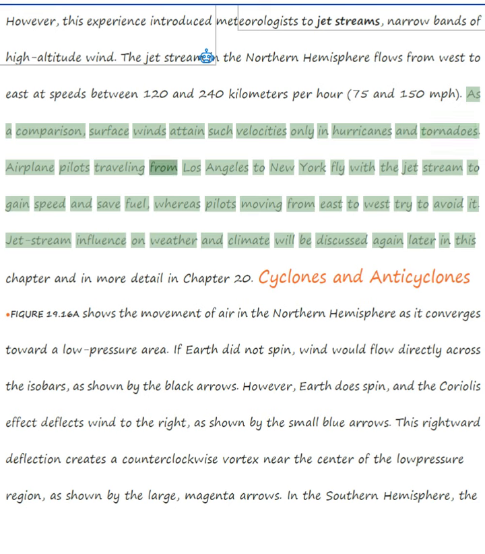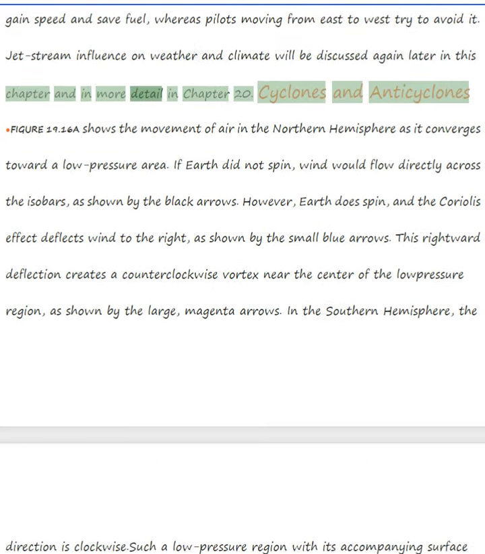Airplane pilots traveling from Los Angeles to New York fly with the jet stream to gain speed and save fuel, whereas pilots moving from east to west try to avoid it. Jet stream influence on weather and climate will be discussed again later in this chapter and in more detail in Chapter 20.